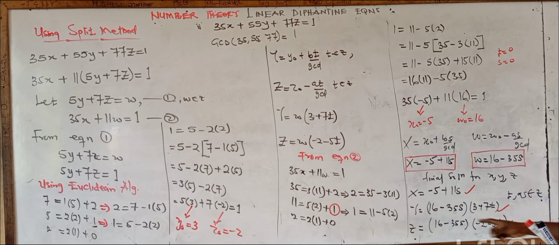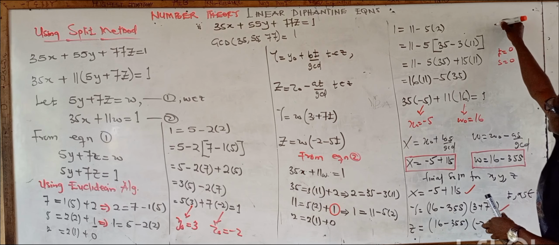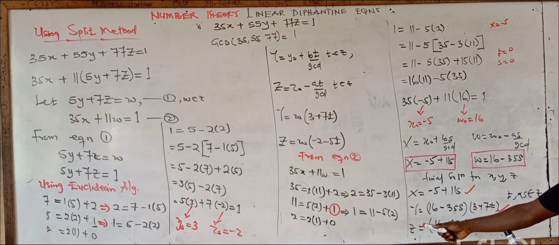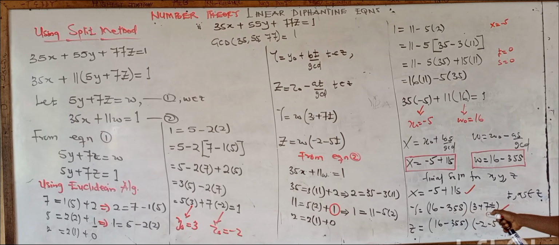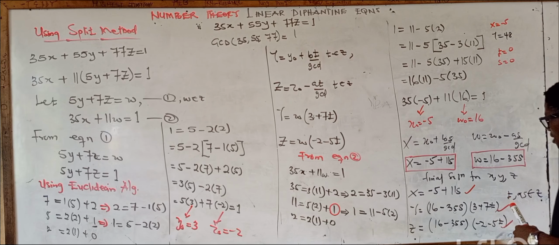If t is equal to 0 and then s is equal to 0, this is going to give us minus 5. So we have x is equal to minus 5. Now, if s is equal to 0, this will go to 0. If t is equal to 0, this will go to 0. So we have 3 times 16, which gives us 48. So we have y is equal to 48.